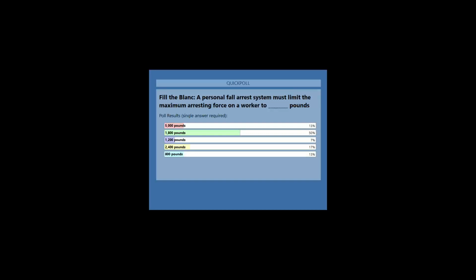That's the limit. OSHA is asking us to reduce the impact to 1,800 pounds or less. Actually, if you are using a shock absorber, as we watched in the video, you can reduce the impact to 800, 900 pounds. So using a shock absorber is very recommended when you're using a lanyard, to reduce the impact to less than 1,800 pounds.